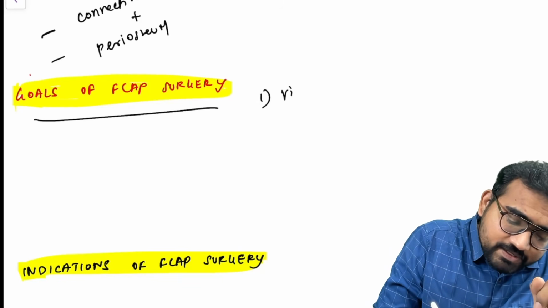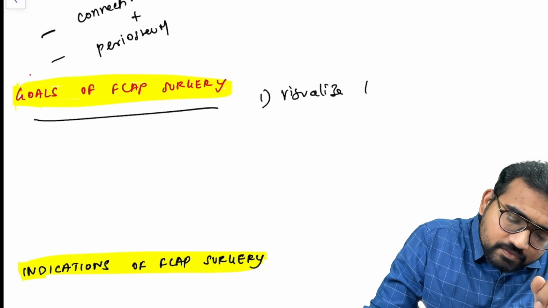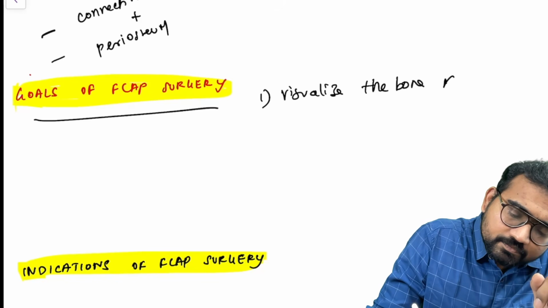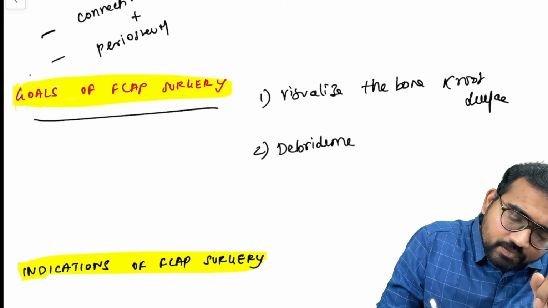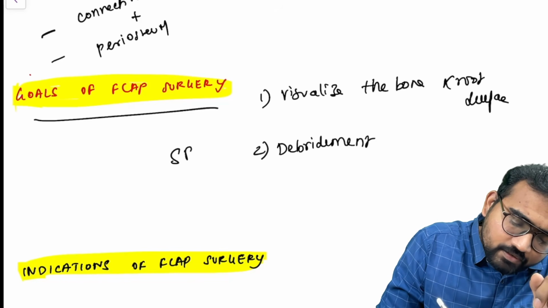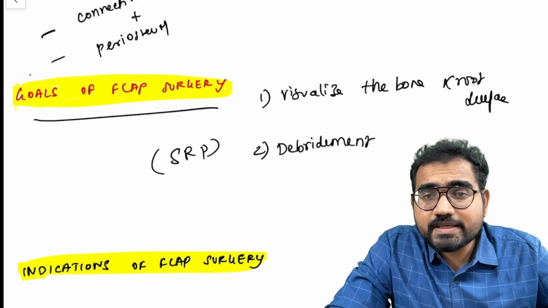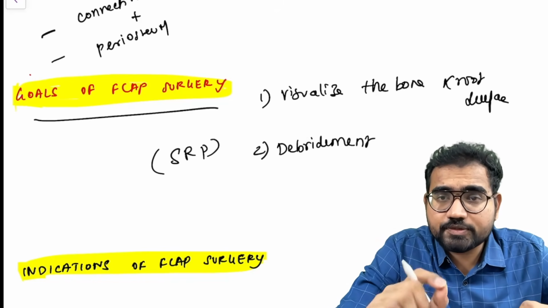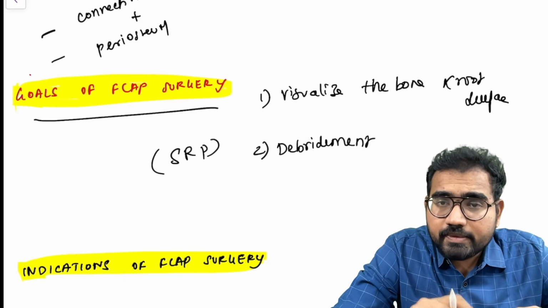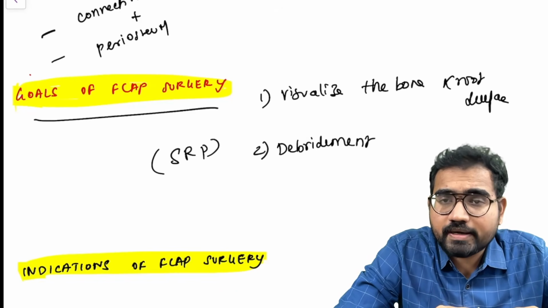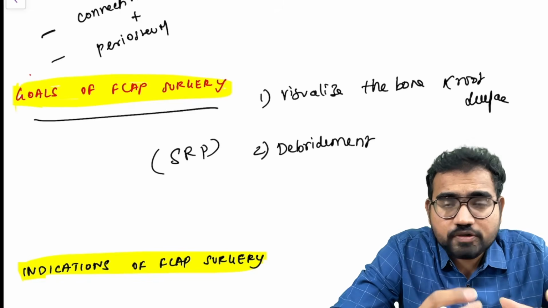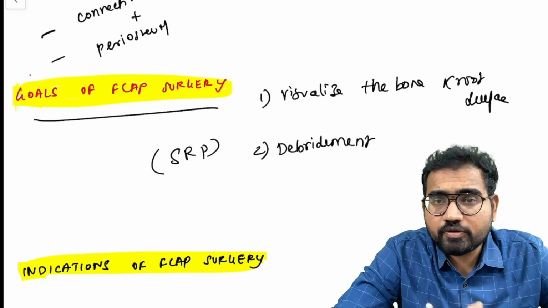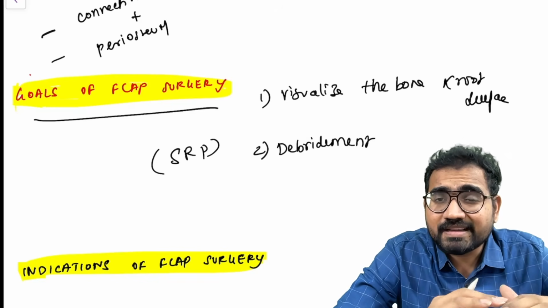So first goal will be to visualize the bone and the root surface, which is followed by debridement. Debridement is nothing but scaling and root planing. What I am going to do in scaling and root planing, I am going to remove the subgingival calculus, any contaminated cementum, any kind of plaque attached to the root surfaces, and I am going to make the root clean, smooth surface. Okay, so the end point of debridement or scaling and root planing will be clean smooth surface.